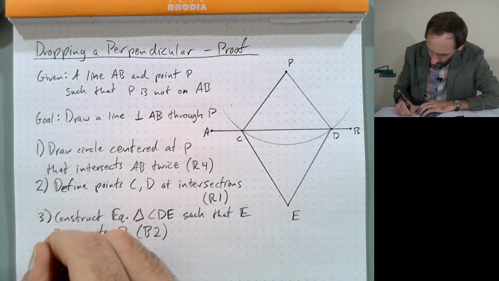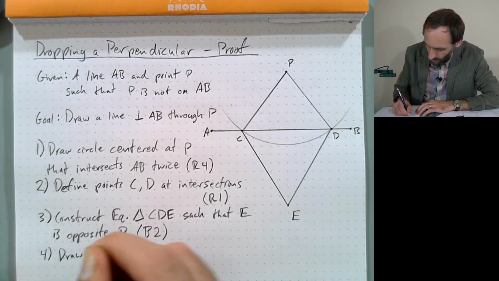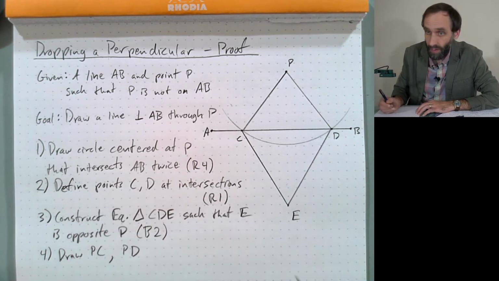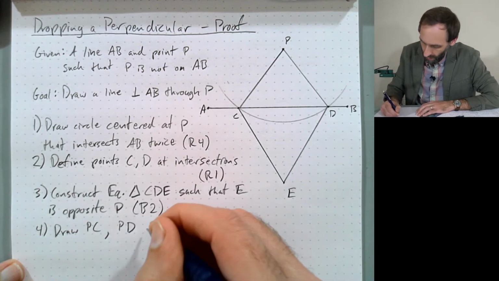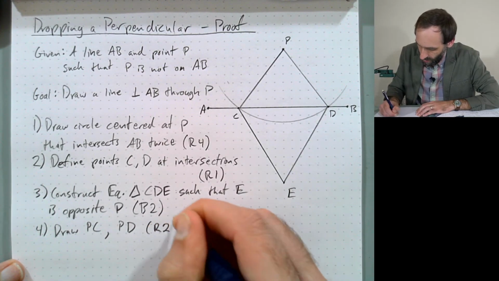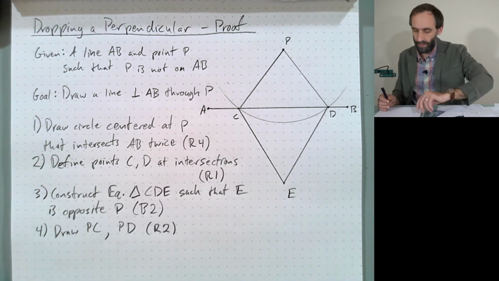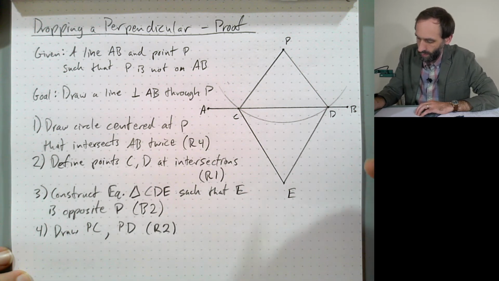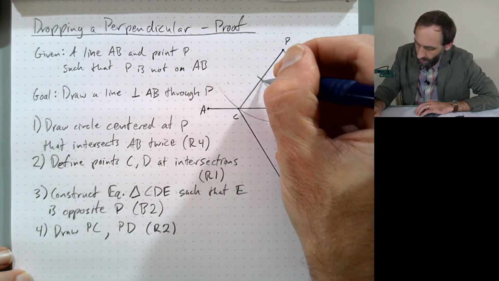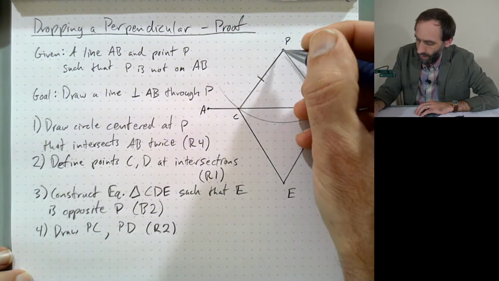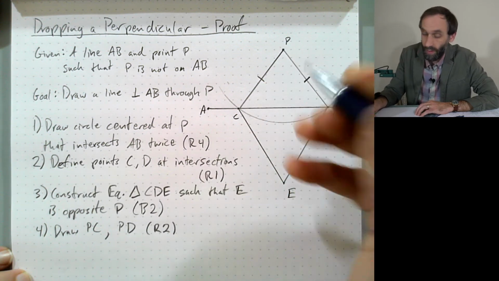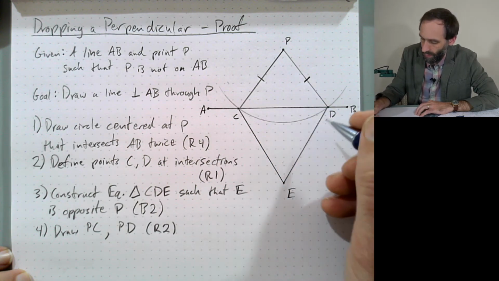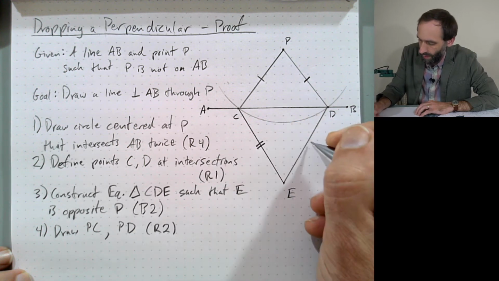And so that'll be step 4. Draw PC and PD. And our justification for that, rule number 2, says I can connect any 2 points with a line. All right, now that I have these points, I can point out here that the length PC is equal to the length PD by the definition of circle. Also, the length CE is equal to the length DE, so I'll indicate that.